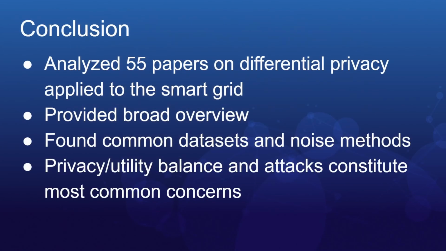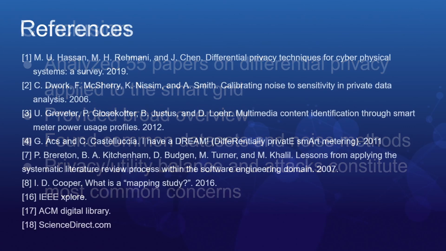In conclusion, we performed a systematic mapping study to help us understand the current and future state of the research around using differential privacy for the smart grid. We analyzed 55 papers for the study. We provided a broad overview of the current research, finding common datasets used, noise methods, and other information about the subjects and methods used. We also tried to categorize the topics for future research that were most commonly brought up, finding that the balance between privacy and utility was by far the most common. Attacks were also a large concern and will always need more research.